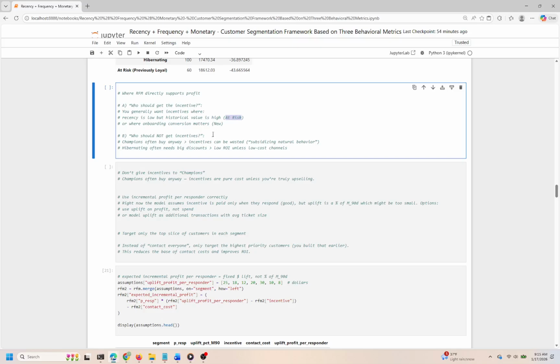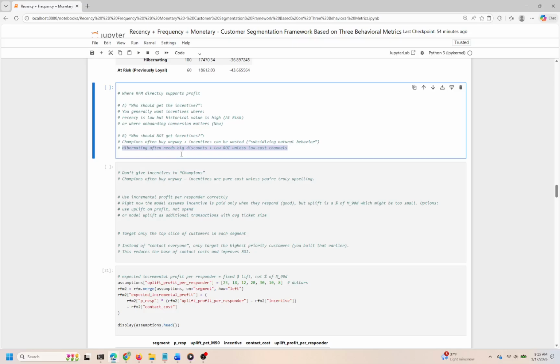On the flip side, we identify groups that should not receive these incentives. Customers labeled as champions typically purchase without needing extra motivation, so providing them with incentives may simply result in wasted resources. This is often referred to as subsidizing natural behavior. Furthermore, we encounter hibernating customers who might appear as candidates for discounts, but in reality, the return on investment can be minimal unless we engage through low-cost channels.